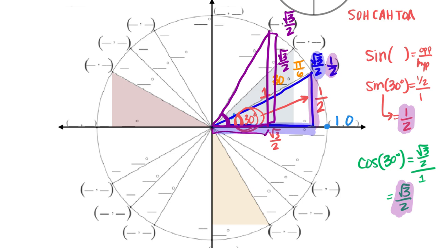The x value right here is 1/2. That is the adjacent side. That's the cosine value, right? Because all of them, the hypotenuse is 1. So if you do opposite over 1, it's just opposite. If you do adjacent over 1, it's just adjacent. What about 45 degrees? They're both root 2 over 2. So both sine and cosine of 45 degrees is root 2 over 2.